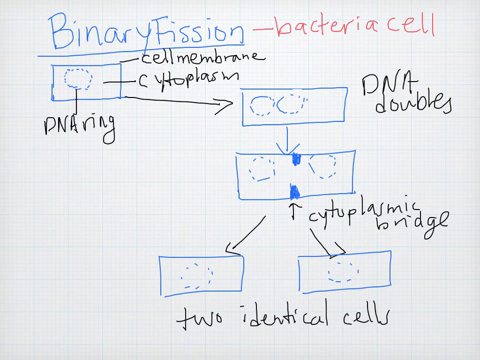So binary fission. We start first with our single cell organism. It has a DNA ring, a cell membrane, a cytoplasm. So the first step is the DNA has to double, so that's why we see two rings. Then we have a cytoplasmic bridge that forms. You can see that here and here. And your two rings will go on either side. Then the bridge will completely collapse and form a wall, and then we'll have two identical cells.